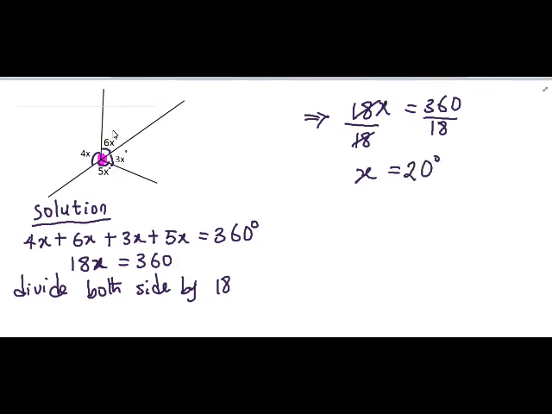So if we want to calculate the individual components here, we'll have 6 bracket 20, and that will be giving us 120 degrees, right? So we'll have 120 degrees.